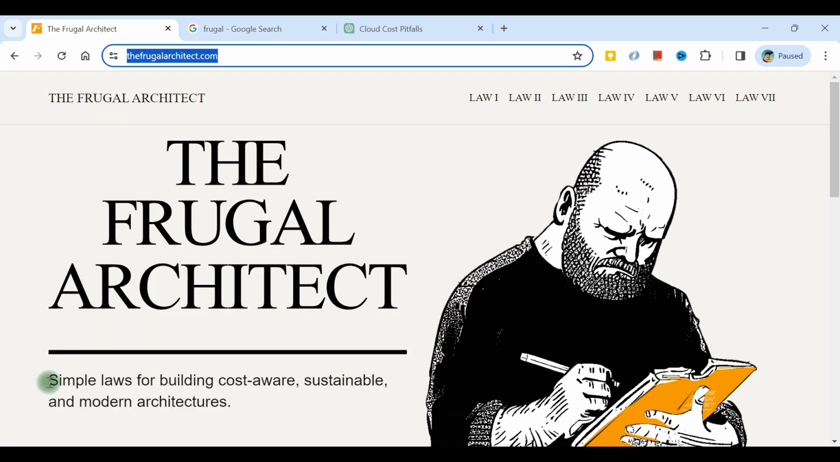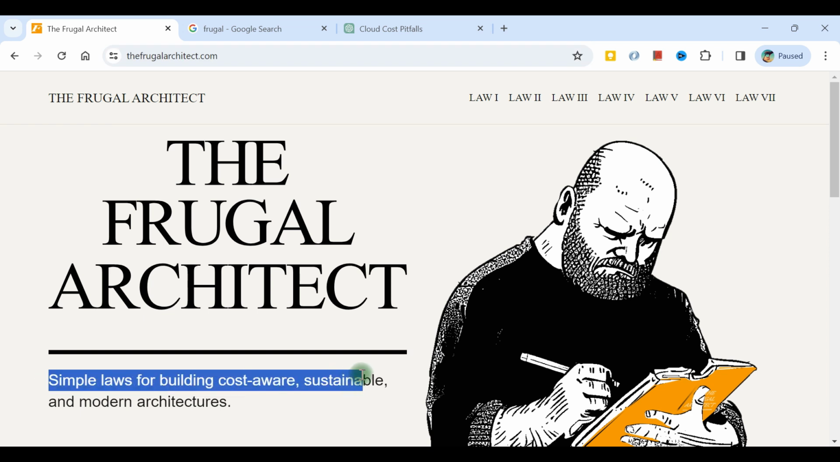So the next tagline says: simple laws for building cost aware, sustainable and modern architectures. Right now the company I work for is entirely on AWS infrastructure, and sometimes I have seen there are unnecessary costs that can be improved. So wherever I see an article about cost effectiveness, that attracts me. Why not go through it, understand more and see how much I can apply to my use case? Recently, while going through one of the AWS re:Invent keynotes, I got to know about this article, the Frugal Architect. Not sure if I am pronouncing it correctly, but this is how it is, the Frugal Architect.